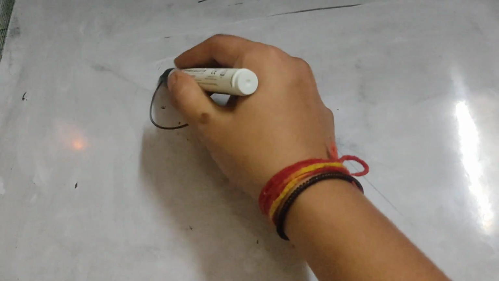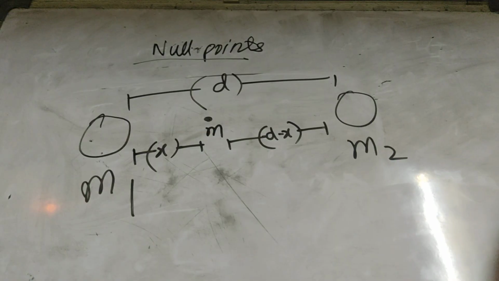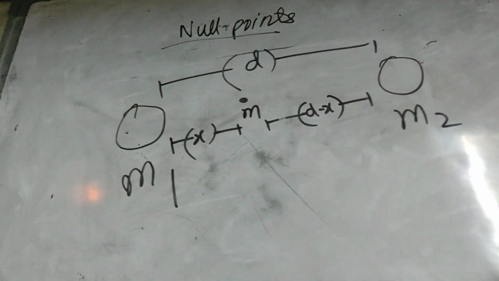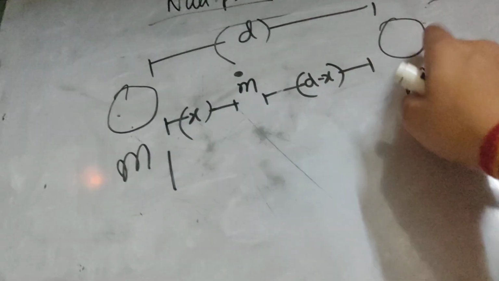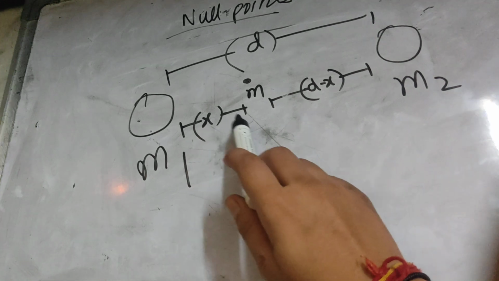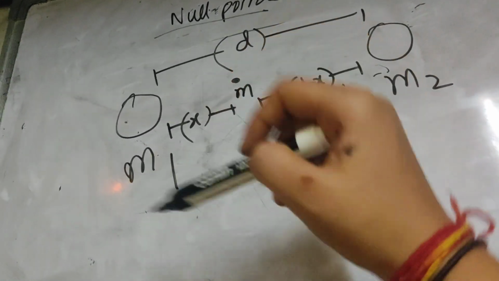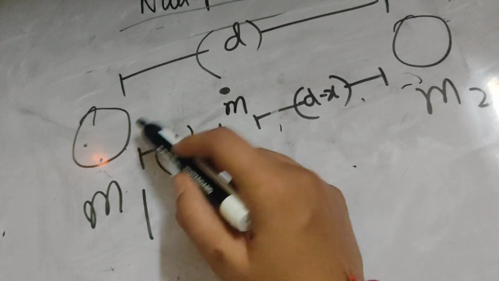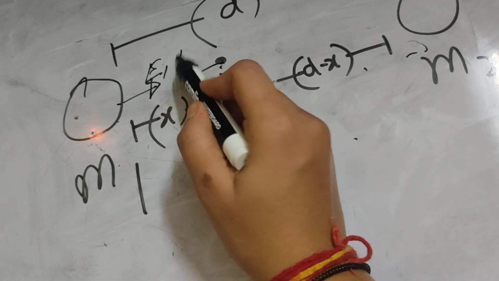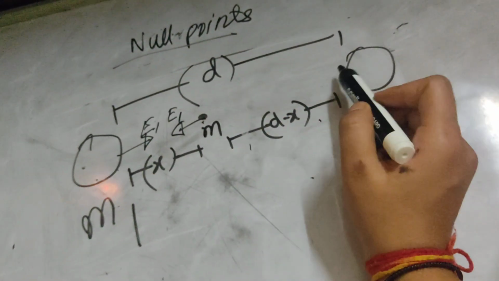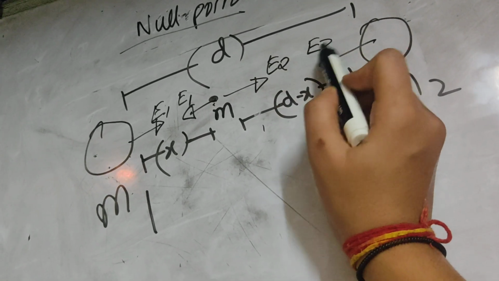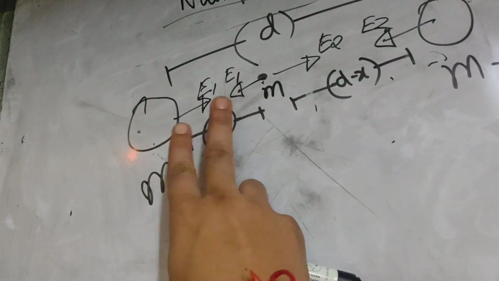Now you will see some difference. This is mass m1. So now I kept the small mass m between the bodies. The two bodies m1 and m2 in our system are separated by capital D, and the small mass is placed at a distance x from m1 and D minus x from m2. Now what you will see is that m1 and m will be attracted towards each other due to gravitational force. So this is E1, field intensity 1, and similarly the m2 mass, attracting towards each other.